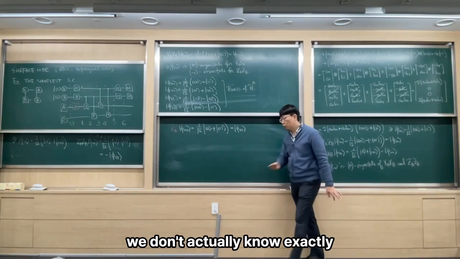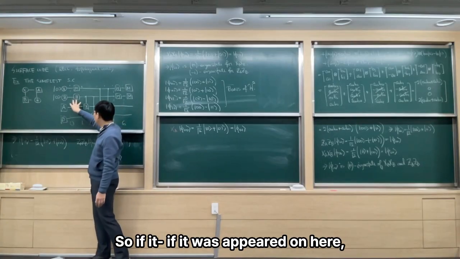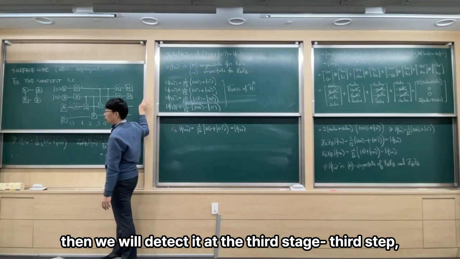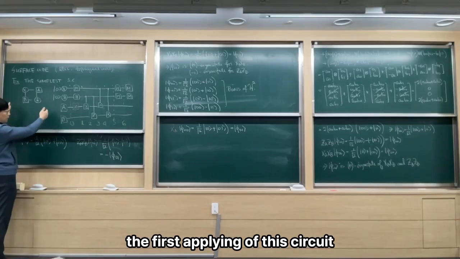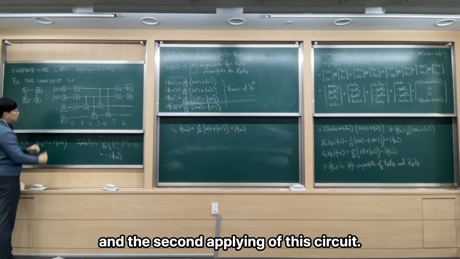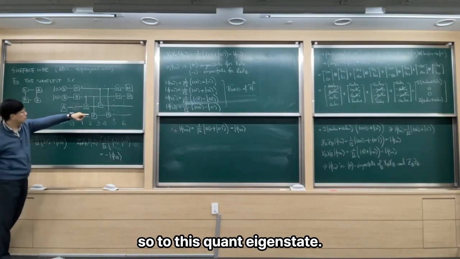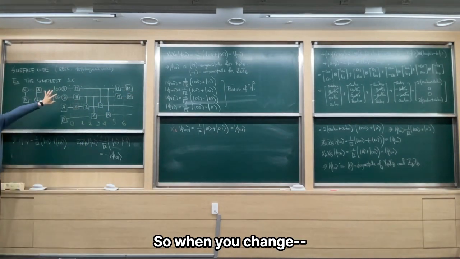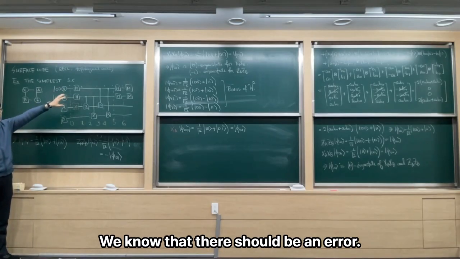We don't actually know exactly when this X appeared. If it appeared here, then we will detect it at the third step. But maybe the X appeared between the first application of this circuit and the second application of this circuit. And then it changes the data qubits to this quantum eigenstate. So therefore, it has to be detected on the measurement qubits. So when we detect a change of measurement outcome, we know there must be an error.